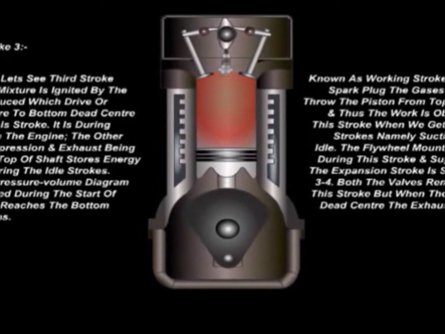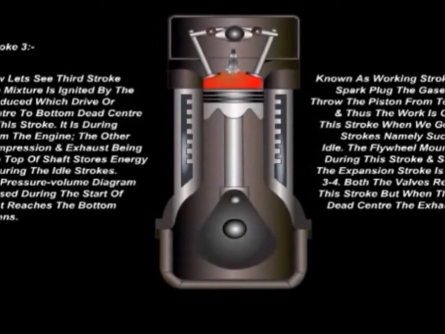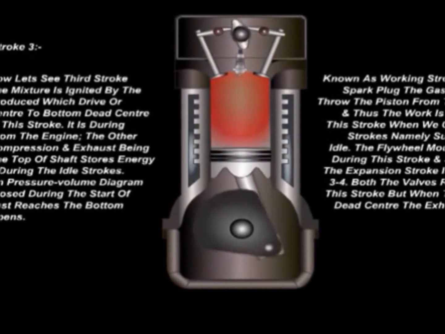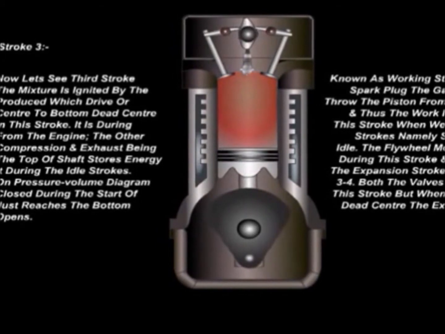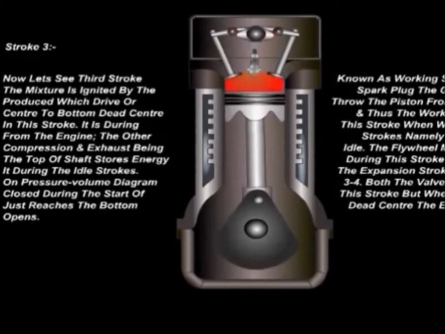The flywheel mounted on the shaft stores energy during this stroke and supplies it during the idle strokes. The expansion stroke is shown on the pressure-volume diagram as line 3 to 4. The valves remain closed during the start of the stroke, but when the piston reaches the bottom dead center, the exhaust valve opens.